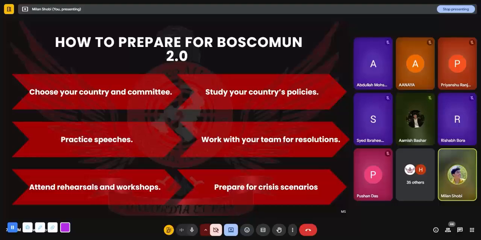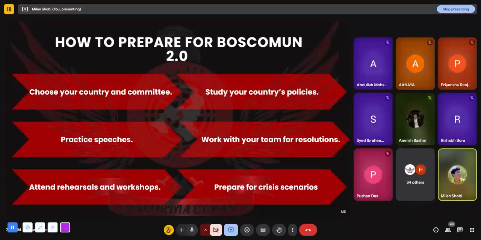Then work with your team for resolutions. Random things written in your resolutions won't actually get your resolution opted in the committee. You really need to have a very strategic, very deep resolution, to understand that the agenda really needs this kind of solution and not any random solution which maybe ChatGPT suggests.